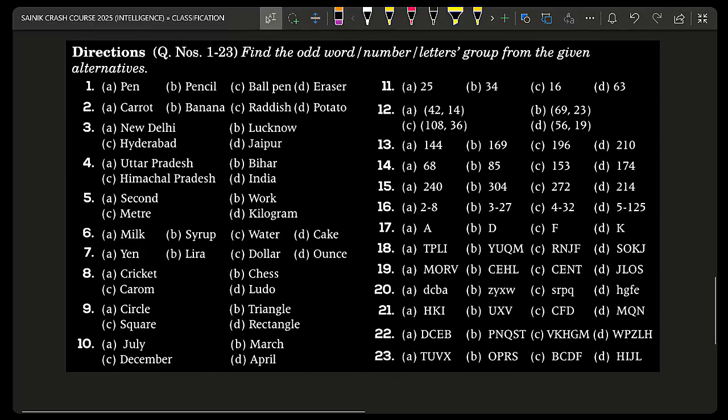Jashvi, again you raised hand. Sir, we have to write only options? No, no, no. You have to write the bit name, directions, and the question, everything. You have to copy and write the solutions.